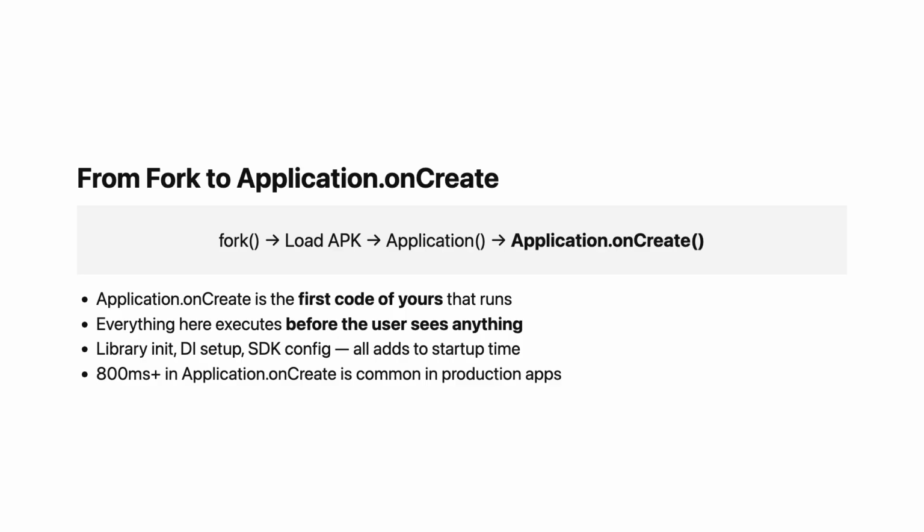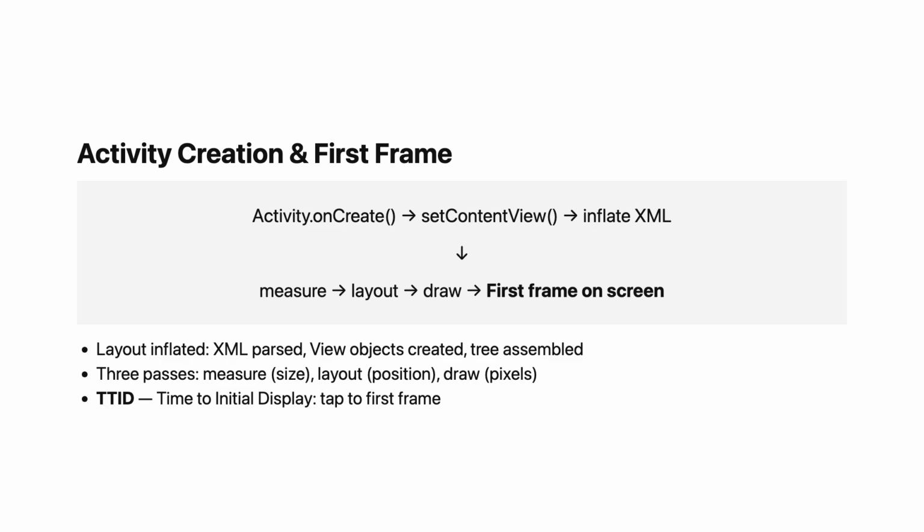After application.onCreate finishes, the system creates your launcher activity and calls its onCreate. This is where you typically call setContentView, or in Compose, setContent. When you call setContentView, the system inflates your XML layout, parsing the XML, creating view objects and assembling them into a tree. Each view in that tree needs to be constructed. Its attributes need to be read, and it needs to be attached to its parent. For a complex layout with dozens of views, this is real work.